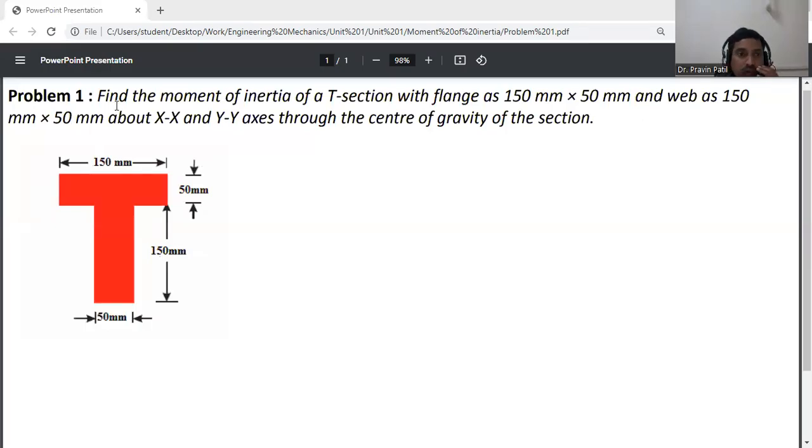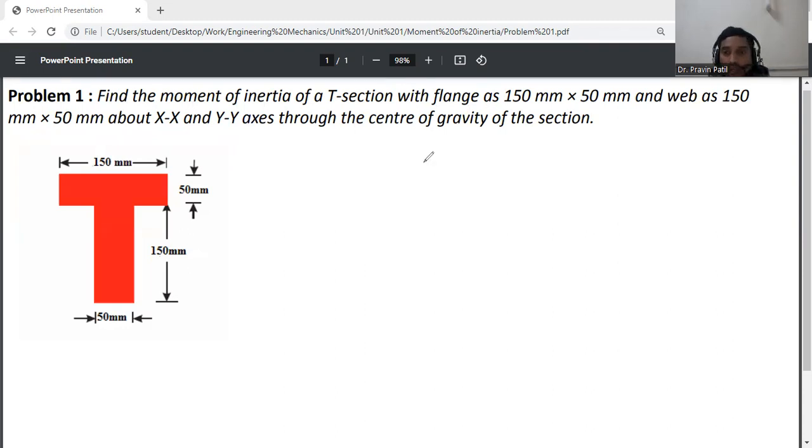Okay, so the problem: find the moment of inertia of a T section with flange as 150 by 50 mm and web as 150 by 50 mm about the x and y axis through the center of gravity of the section. Okay, so this is the size that is given.